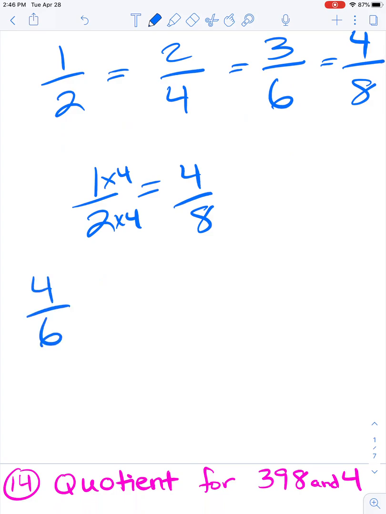So let's do another equivalence chain. Let's do 4/6. Okay, let's do 3 of them. I want you to pause the video, and I want you to do an equivalence chain for 4/6. All right, if you're back, let's do it.